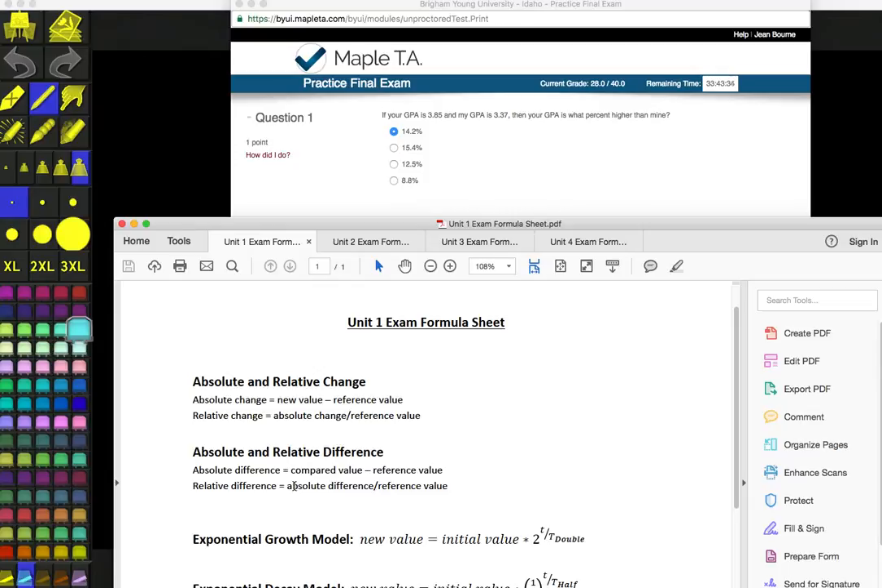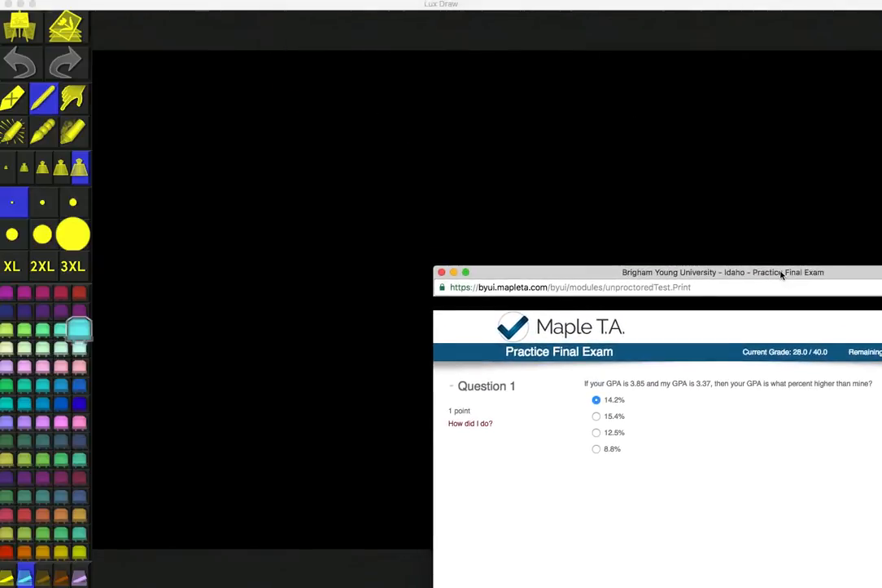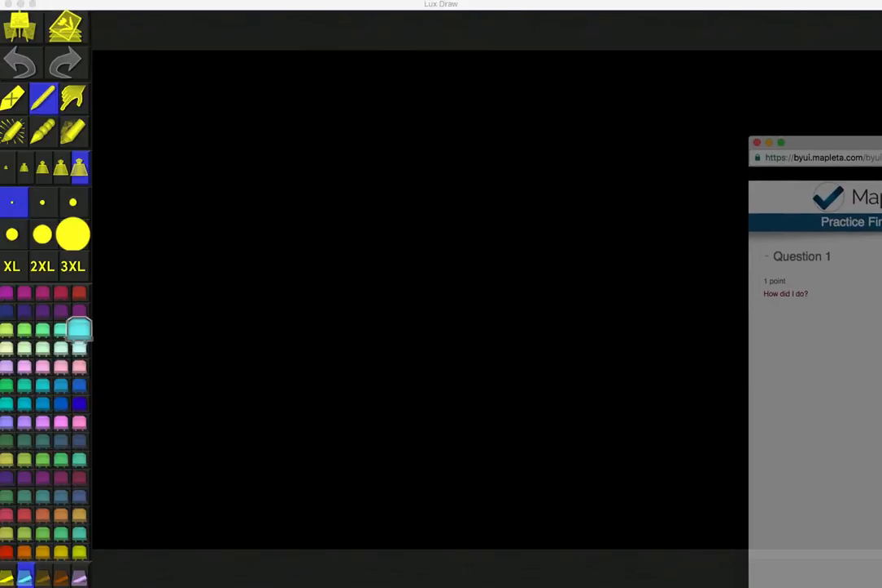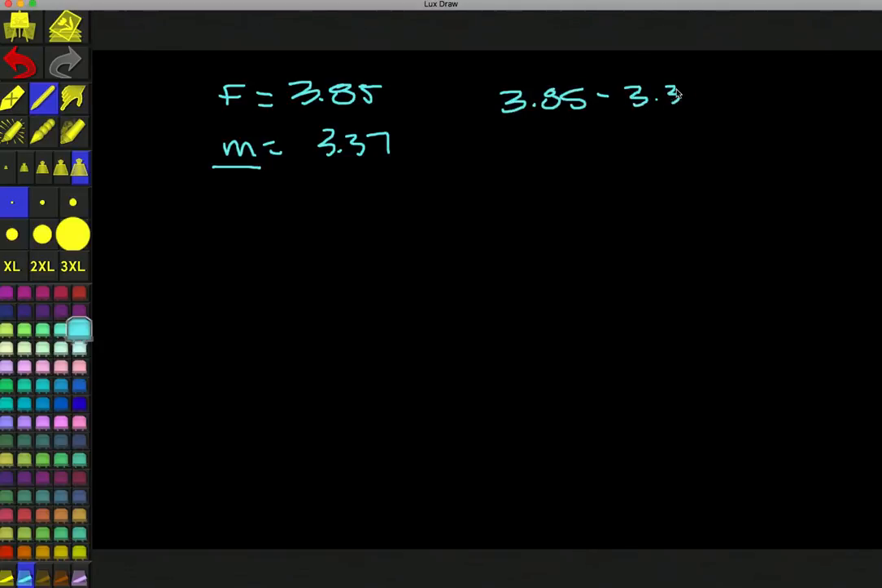So what that is, you take the absolute difference divided by the reference value. What we're going to do is subtract those. The absolute difference is subtracting. I always forget that as soon as I start writing on that, that's going to disappear. Well, I can see it, sorry. All right, so my friend's GPA is 3.85. My GPA is 3.37. And they want to know if it's higher than mine, so mine is going to be the reference point. So we take the difference between those two, 3.85 minus 3.37, and that is going to be divided by the reference, which is 3.37.